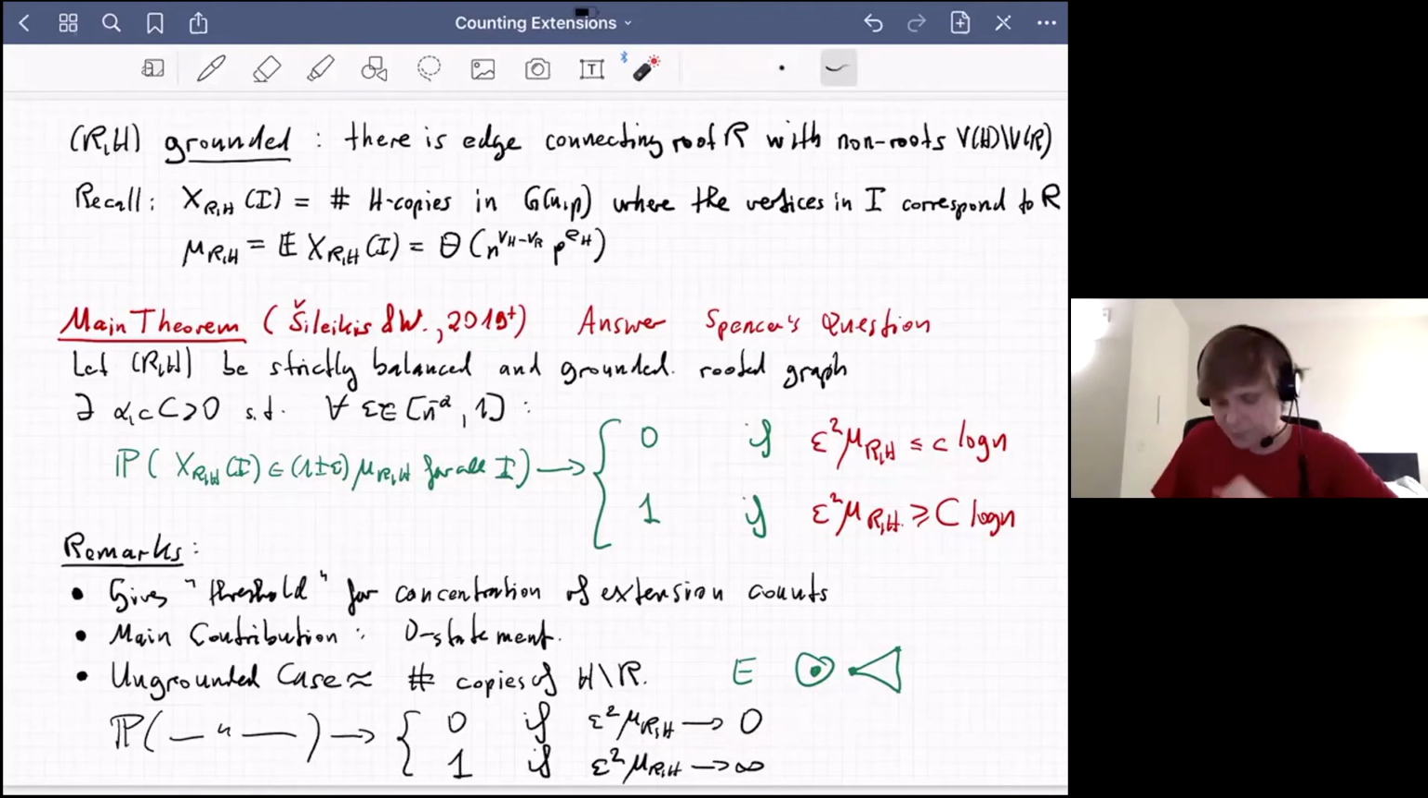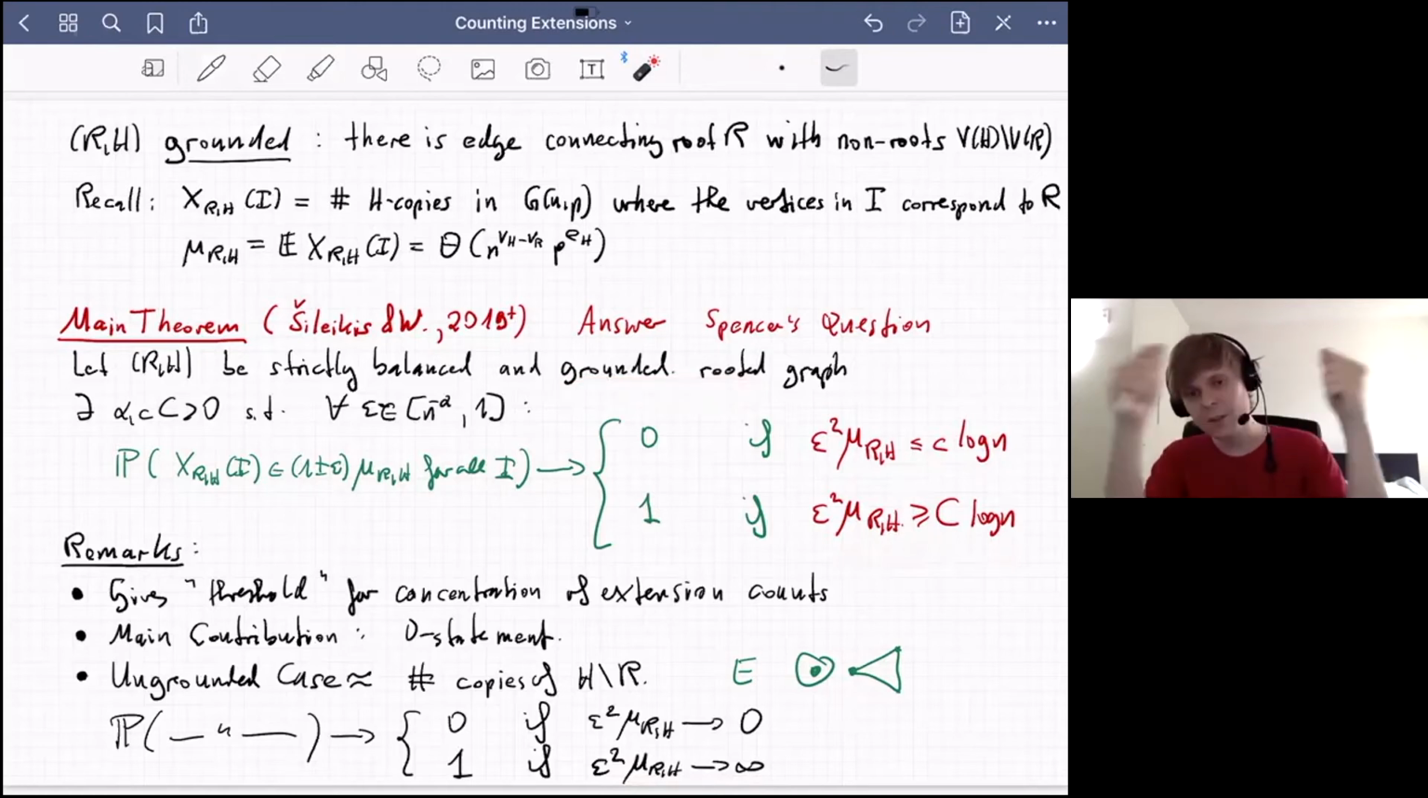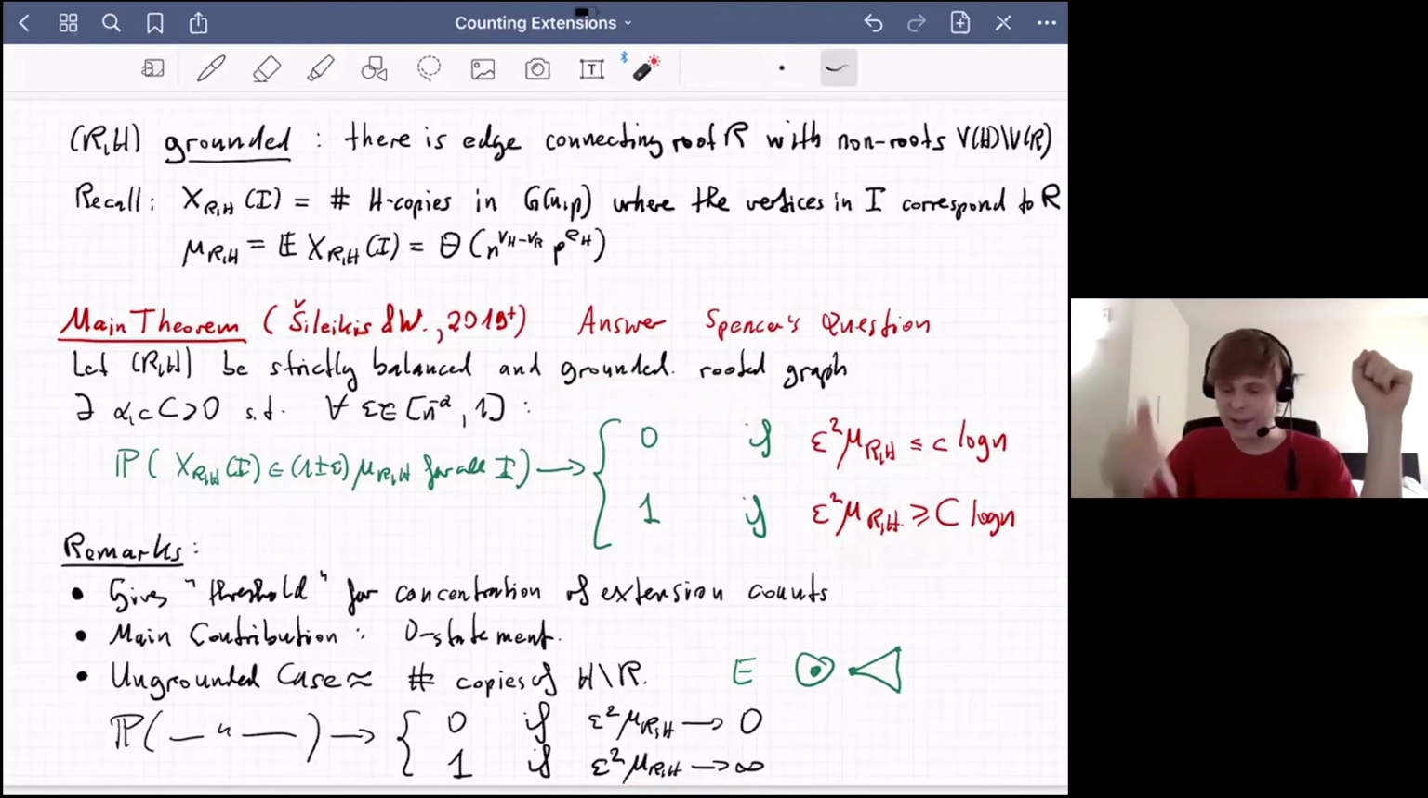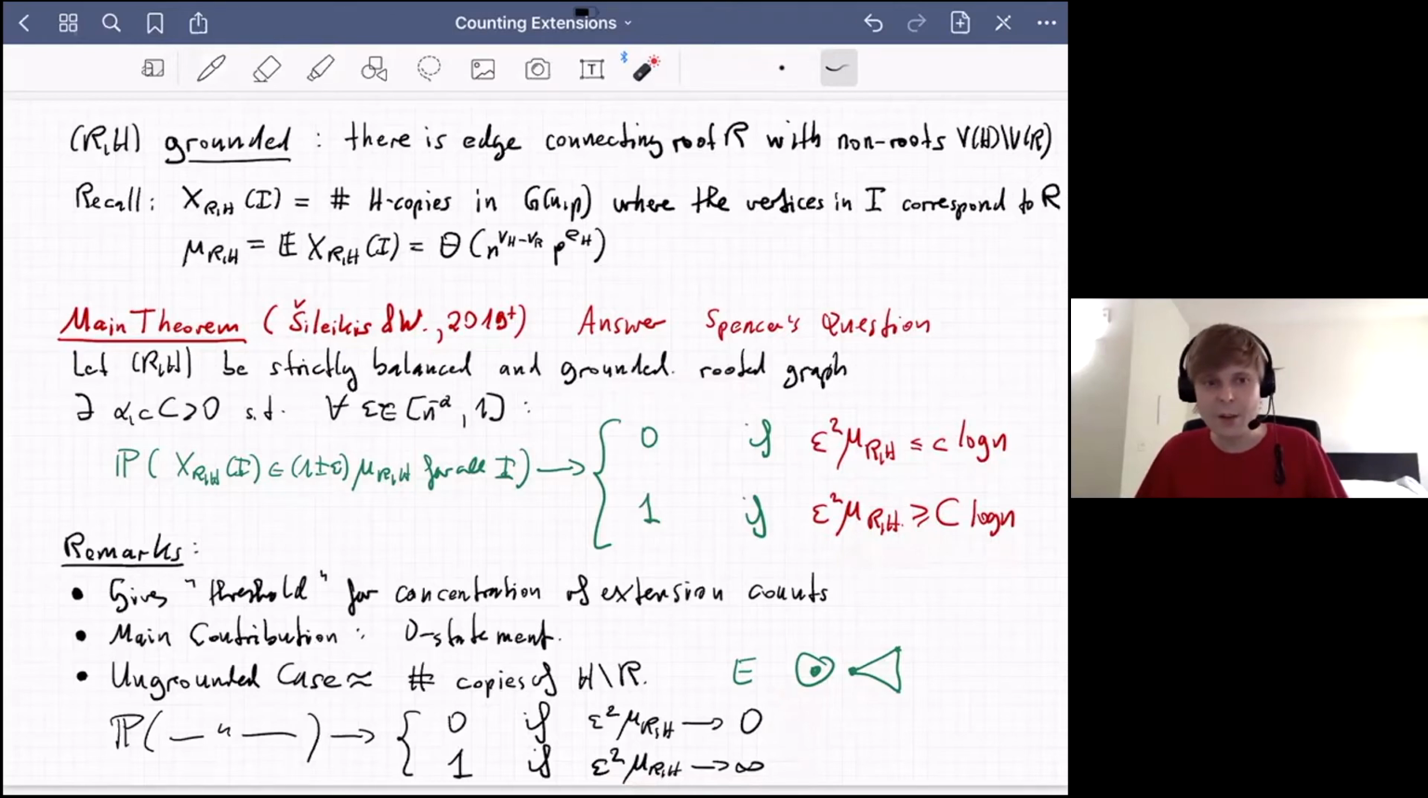Okay, so these two cases really behave qualitatively differently. And this grounded case, where there's at least one edge from the root to non-roots, that's really the interesting case. This case is not so interesting. Okay, are there any questions at this point?